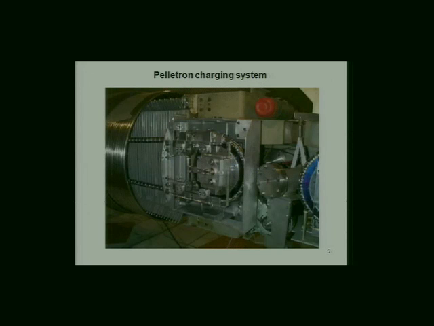The way that terminal is charged is with a charging system like this. This is what's called a pelletron. Remember, you have to bring electric charge from ground up to the terminal and remove the charge and place it on that terminal. And this is the way it's done. There's actually a belt which transports the charge from ground up to the terminal. It's removed here. And that's how you charge it up.